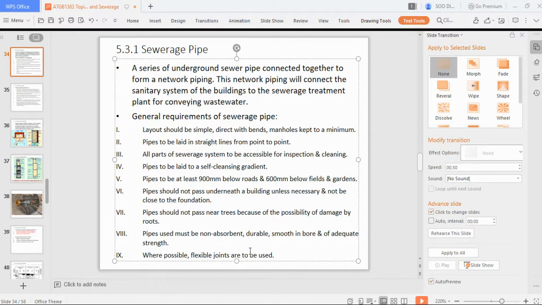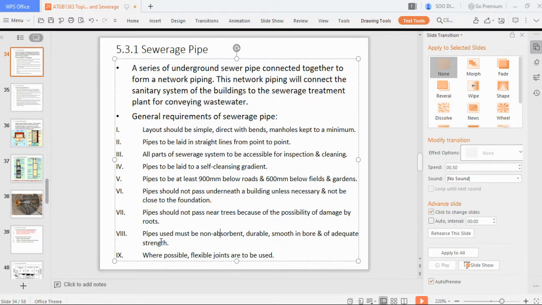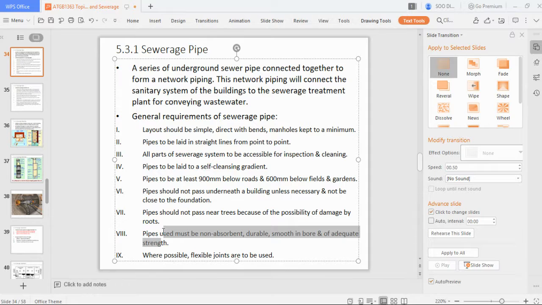Then we have the material of our pipe. So it must be non-absorbent, durable, smooth in bore, and adequate strength. So this is a requirement lah by usually IWK. So if you do not use the required material, usually IWK will not allow you to pass lah. So you have to use the correct material for it.